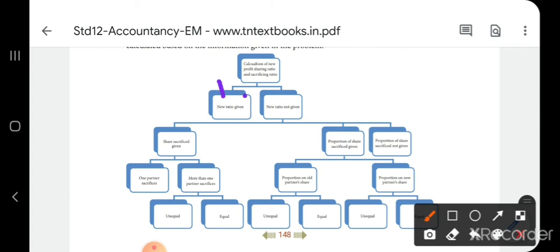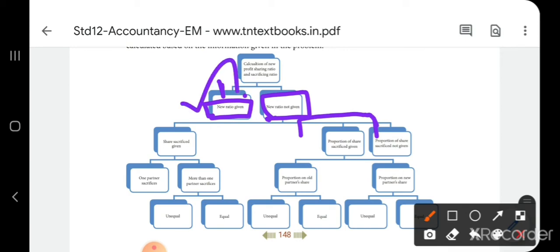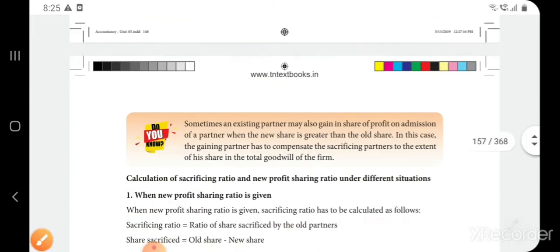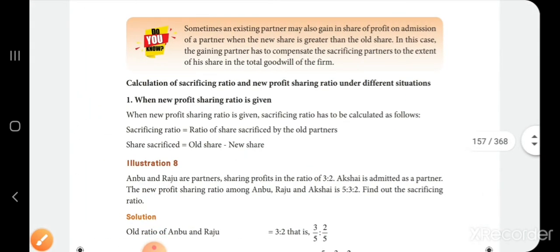First situation is when the new ratio is given. Okay. And the second is when the new ratio is not given. In that you have various categories which we'll see later, one by one. First one, when the new ratio is given. See the illustration.